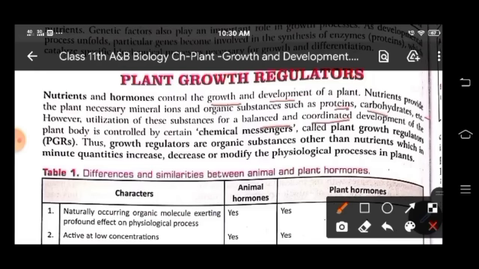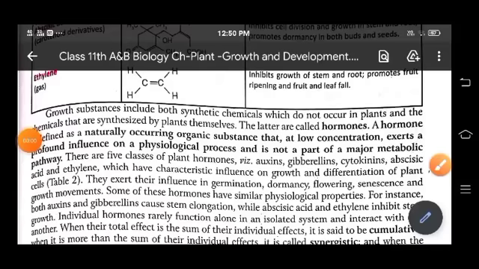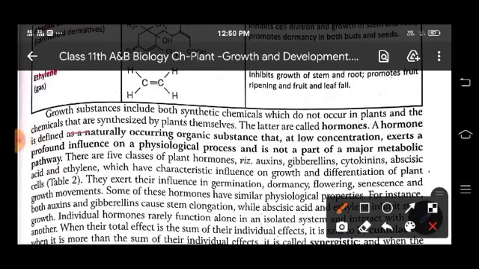Chemical messengers control the development and growth, so they are known as plant growth regulators or PGRs. We can say that growth regulators are organic substances other than nutrients which in minute quantities increase, decrease or modify the physiological processes in plants. Growth substances include both synthetic chemicals and chemicals that are synthesized by plants themselves. Those synthesized by plants are known as hormones.